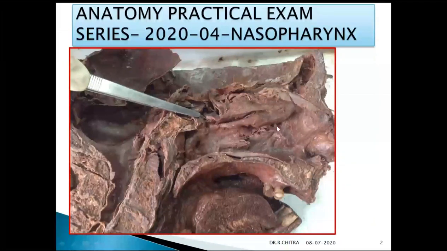Nasopharynx in front, it is communicating with the nasal cavity. So this communication between the nasopharynx and the nasal cavity will be called the posterior nasal choana. So this is the communication in front. Behind, if you see, behind and the roof, they are continuous. This is the posterior wall and this is the roof. They are continuous in the nasopharynx.